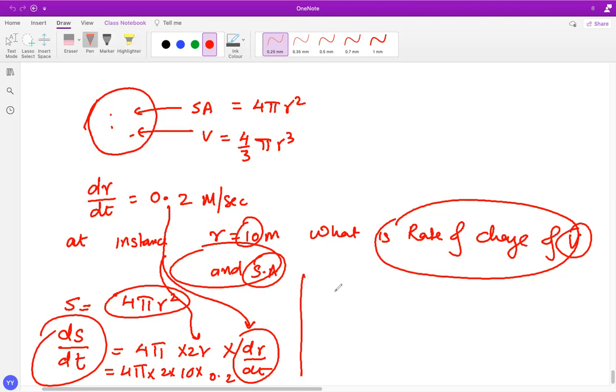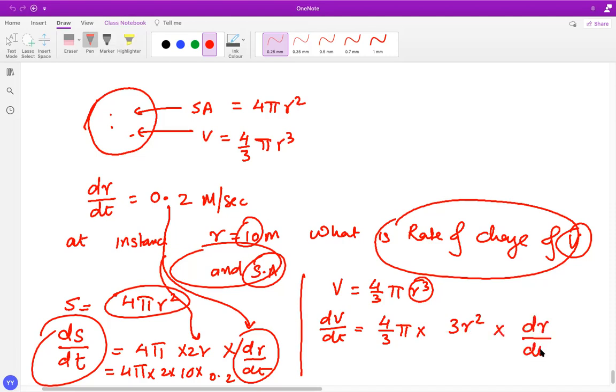Now coming to the volume part. Volume is basically 4/3 pi r cube. Now dV by dt here is 4/3 pi times r cube differentiated, which is 3r square, the normal derivative. Because I differentiated r, I multiply by dr by dt here. So I did the normal derivative.